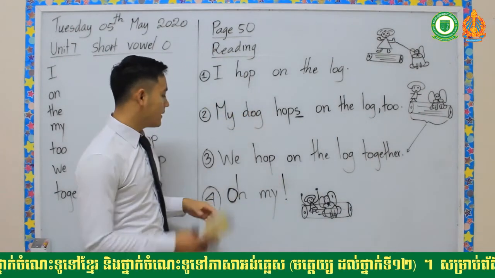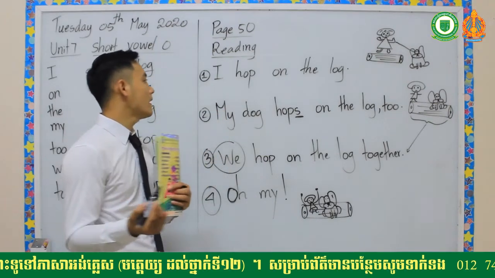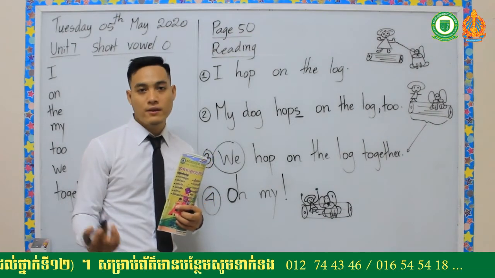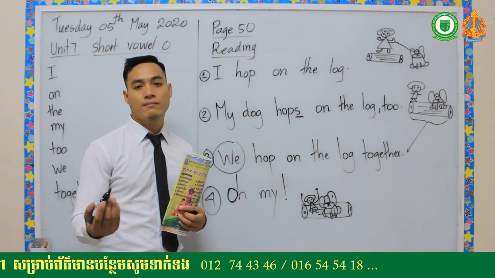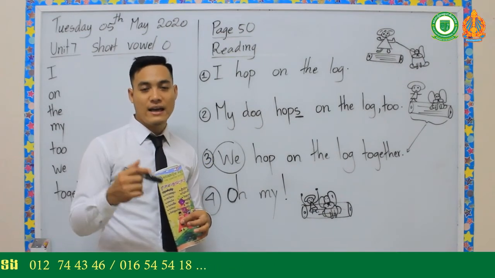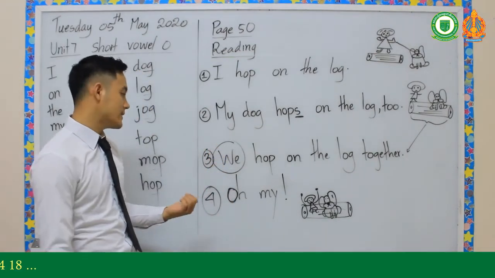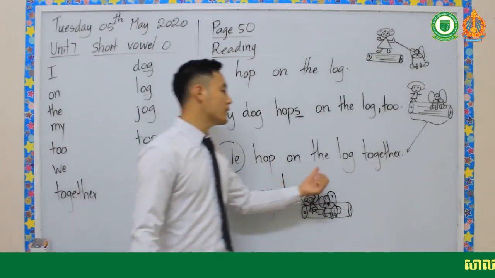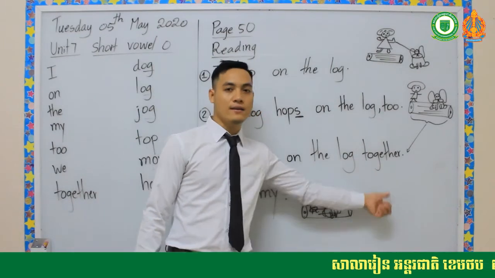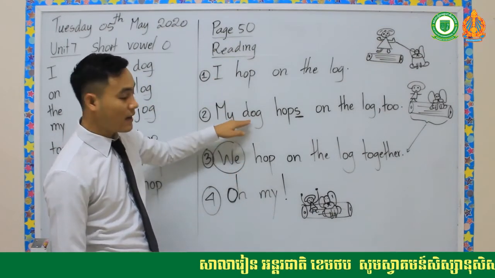And then the girl doesn't want to say I and my dog again and again. She doesn't want to repeat the words I and my dog. So she just used the word we instead of I and my dog. Like she said, we hop on the log together. So the word we here represents I and my dog.